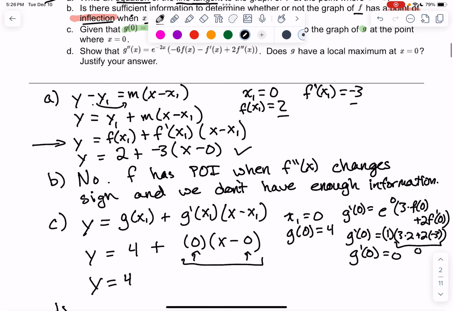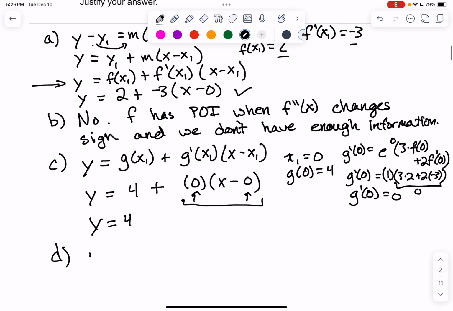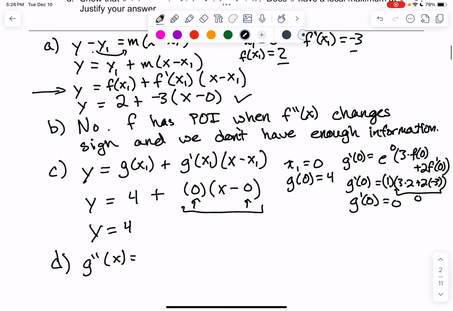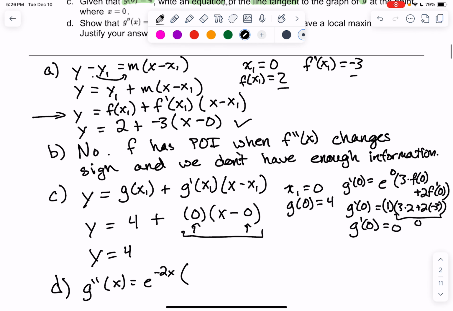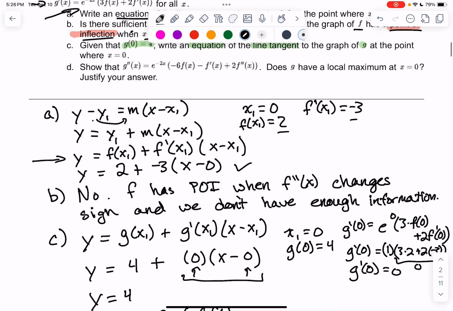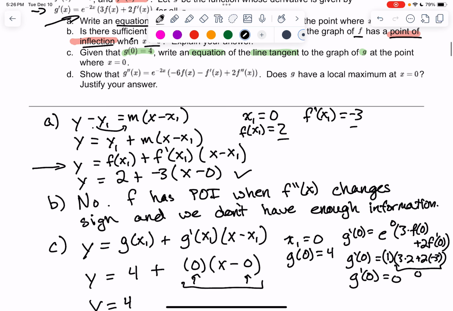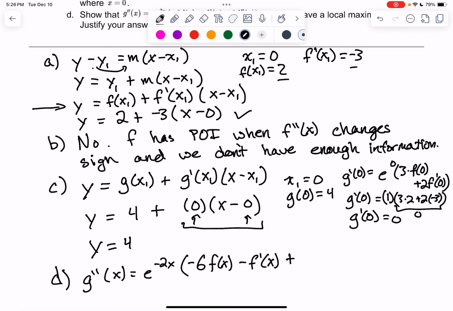All right, it asks us to show that g double prime of x is equal to e to the negative 2x times negative 6f of x minus f prime of x plus 2f double prime of x.